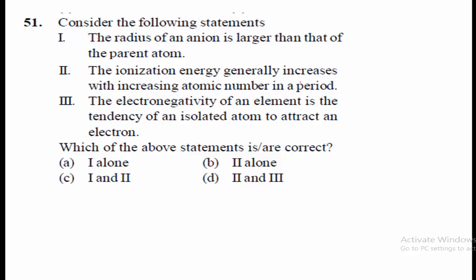51st, consider the following statements. The radius of an anion is larger than that of the parent atom. Is it right? Yes, this is the right statement, because as you know, when an atom takes electrons, an anion is formed, and due to electron repulsion in the outermost shell, the size of the ion increases, whereas cation size decreases. So the first statement is the right one.